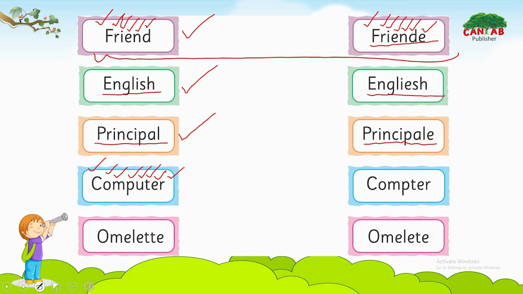C-O-M-P-U-T-E-R, computer, or C-O-M-P-T-E-R, compter. So the second option is the wrong one. The first one is the right one. What you are seeing, that all the options that are listed on the left side are the accurate ones. Let's check the last one.